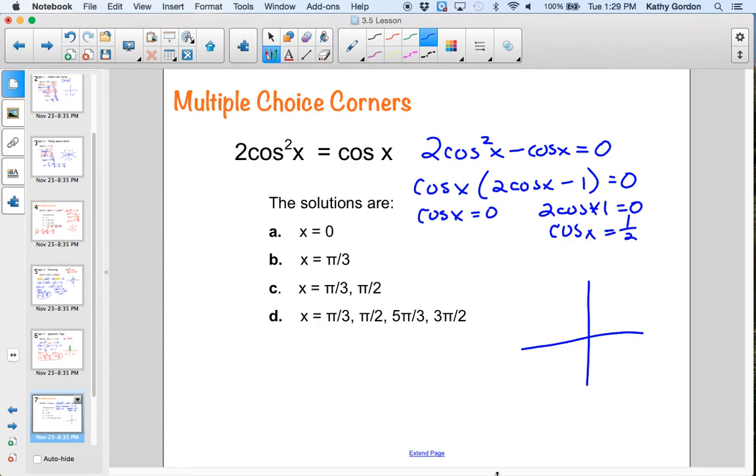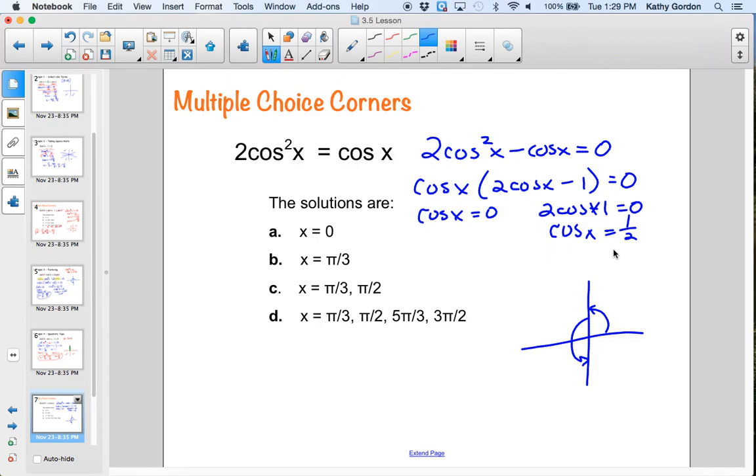Cosine x equals 0. Pi over 2. Okay. And 3 pi over 2. So that right there gets us down to either C or D. Oh, no, I'm looking at the wrong thing. Gets us down to D. Because it's the only one that has 3 pi over 2 as an option.